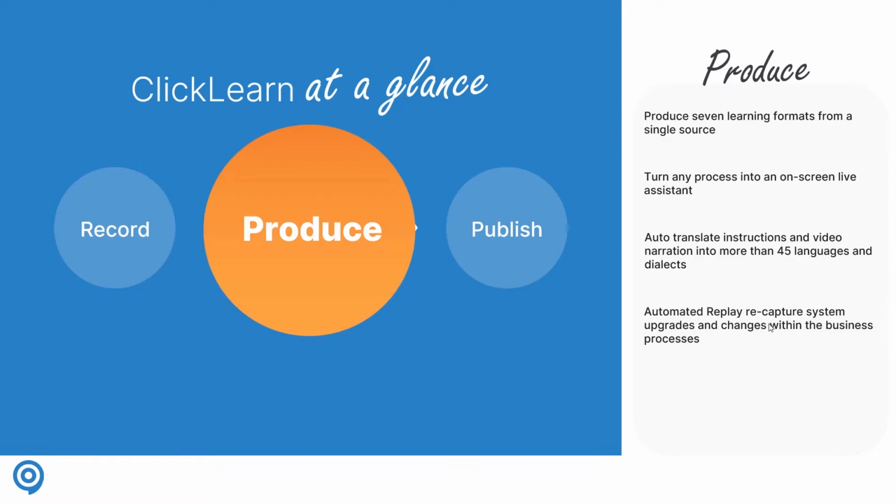And last, we have what we call Replay. We all know that we get updated versions of our business applications every day. That means our learning instructions become outdated super fast. But ClickLearn has solved that problem for you, because with our Replay function, you can replay any of your learning instructions as soon as a new release is published, and then your latest learning materials are updated to the latest version of the business applications that you use.